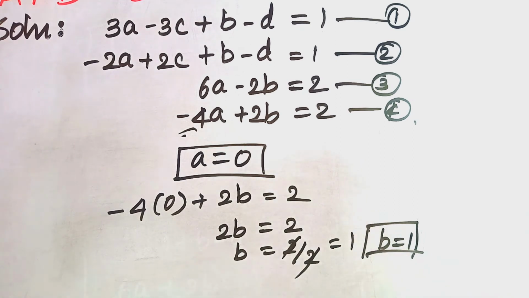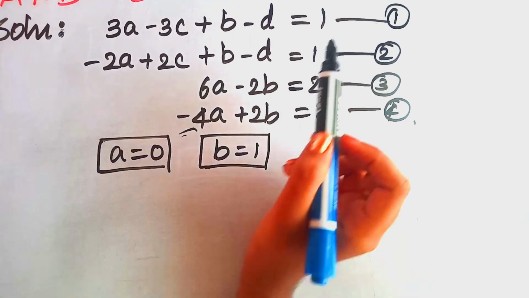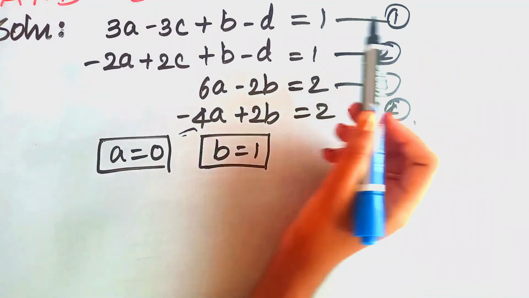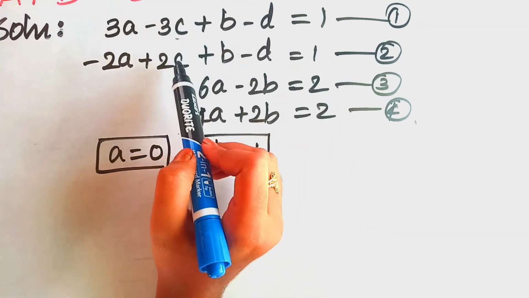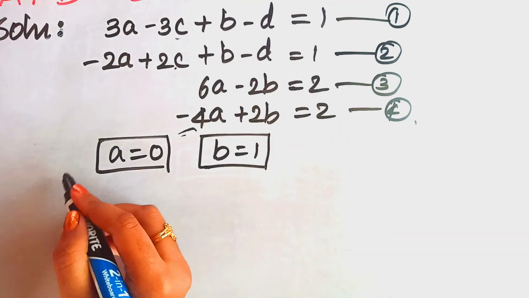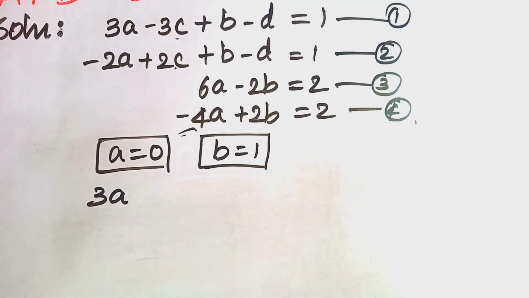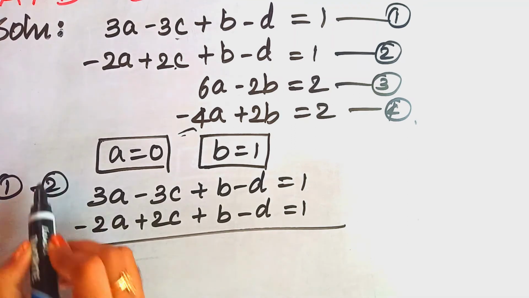Now let's find the values of C and D. For finding the value of C and D, I am taking equations 1 and 2, because only in equations 1 and 2 are there elements C and D. So I am taking these two equations and subtracting them. First I'll write those equations here. The first equation is this and the second equation is this.